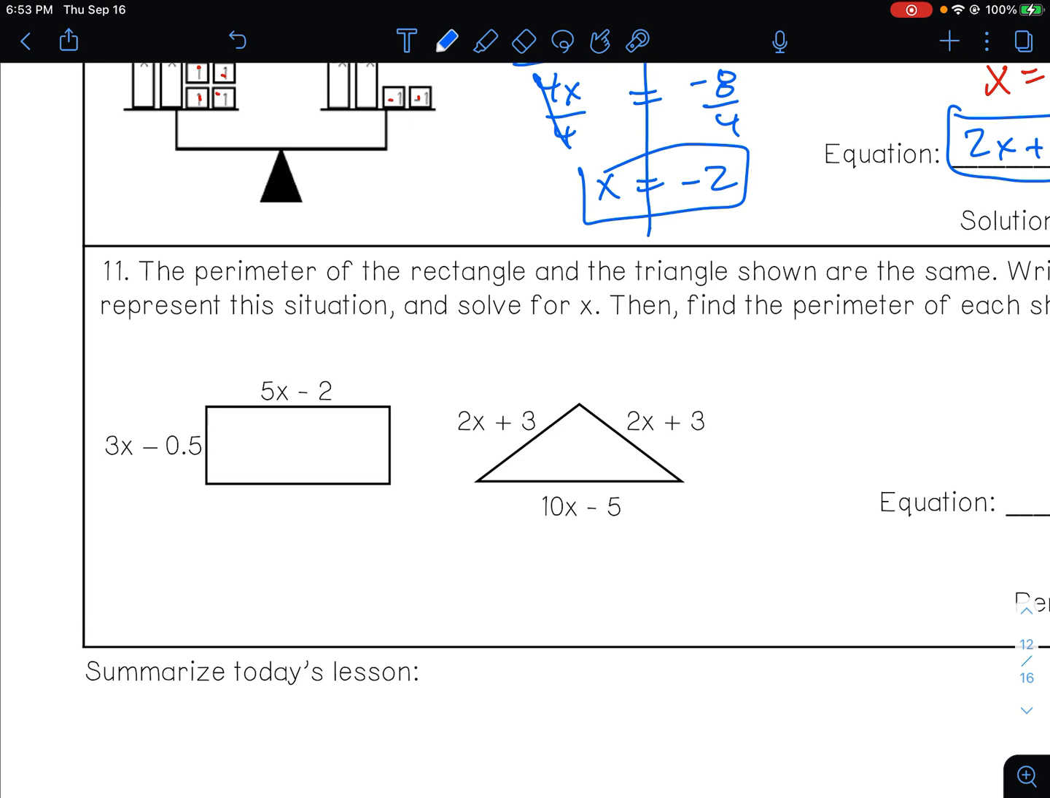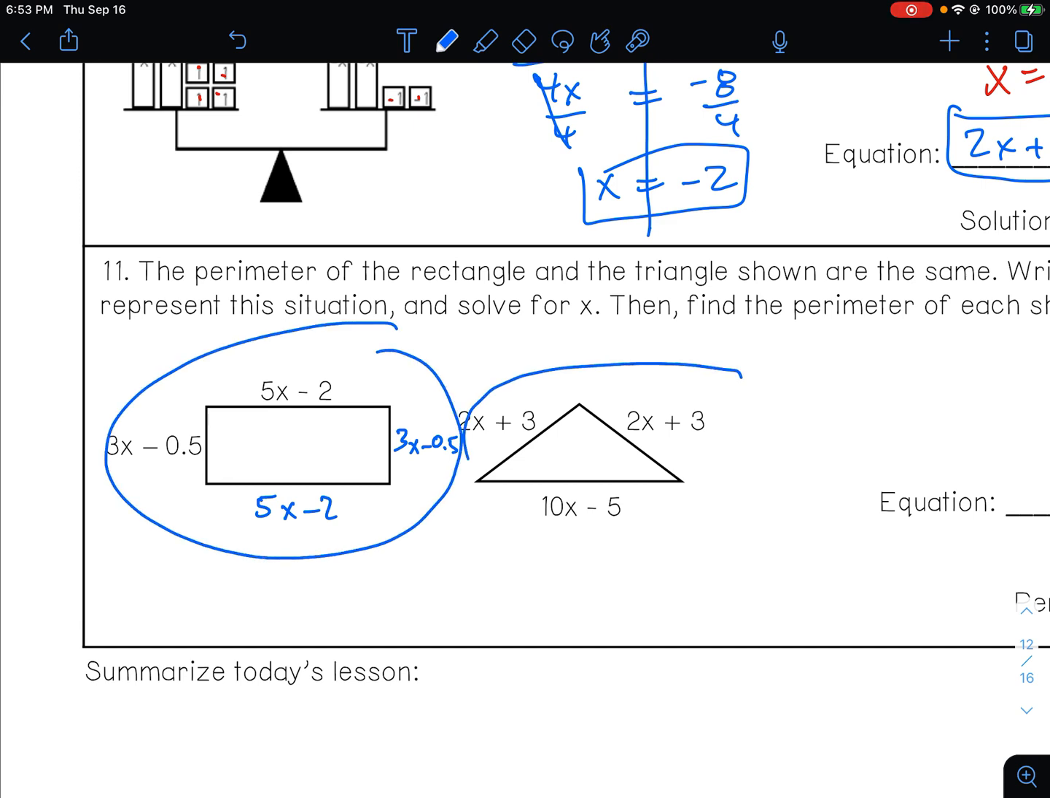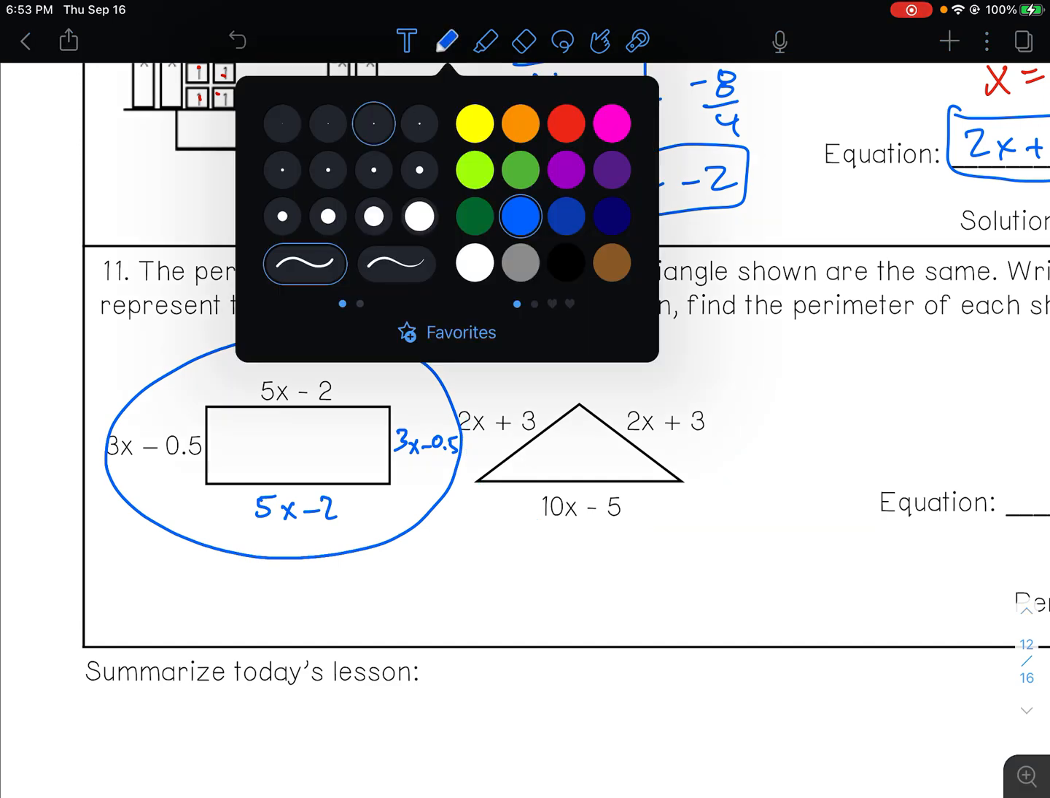So the perimeter, remember, is the distance around. They're saying this is the same as this. So if I do 5x minus 2 and 3x minus 0.5, goodness, I should probably write the perimeter of this side on one side first, and then I'm going to figure out the perimeter of this on the other side. Let me do that in, like, I don't know, red.